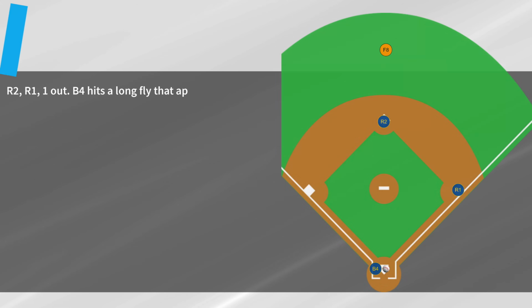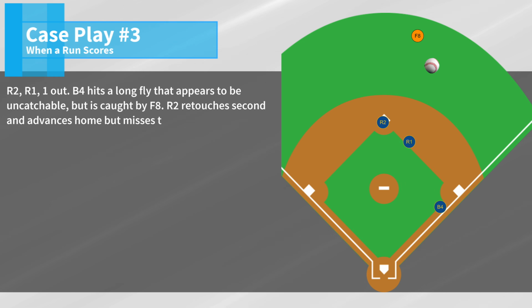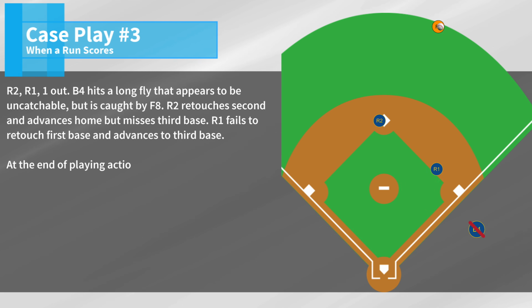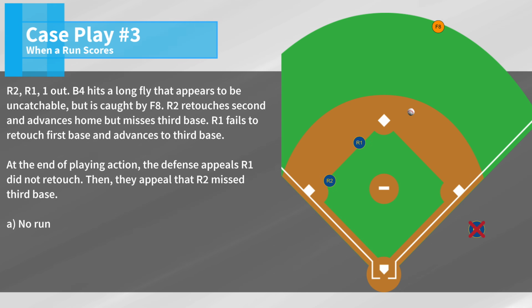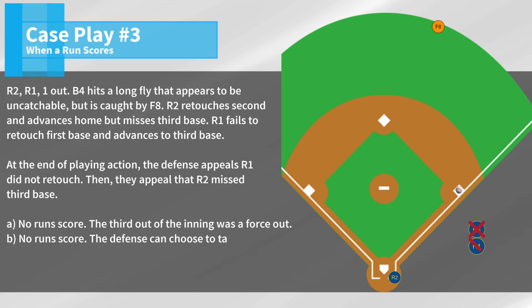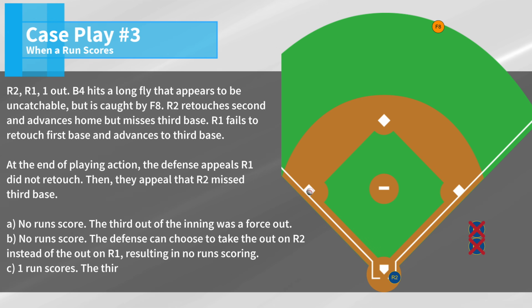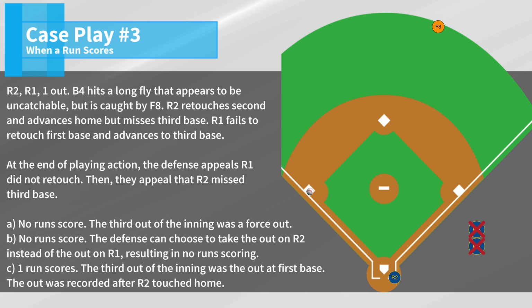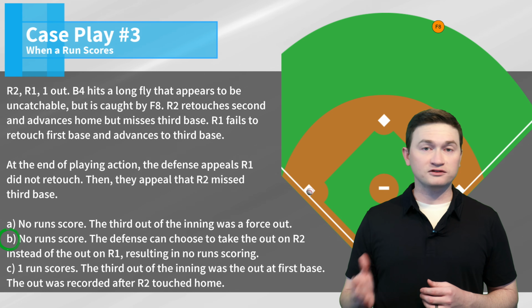Case play number 3. This is the same play, but at the end of playing action, the defense appeals R1 did not retouch. Then they appeal that R2 missed third base. Is this A, no run scores, the third out of the inning was a force out; B, no run scores, the defense can choose to take the out on R2 instead of the out on R1, resulting in no run scoring; or C, 1 run scores, the third out of the inning was the out at first base. The out was recorded after R2 touched home. The correct answer here is B, no run scores.